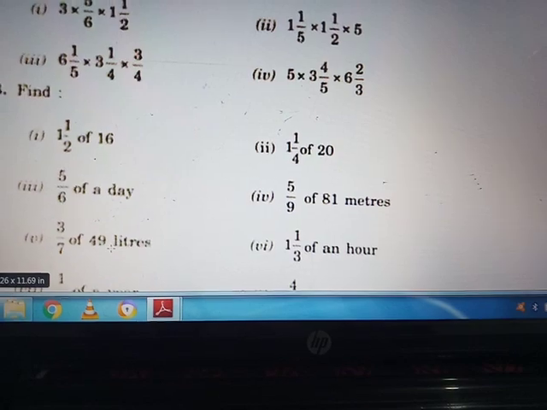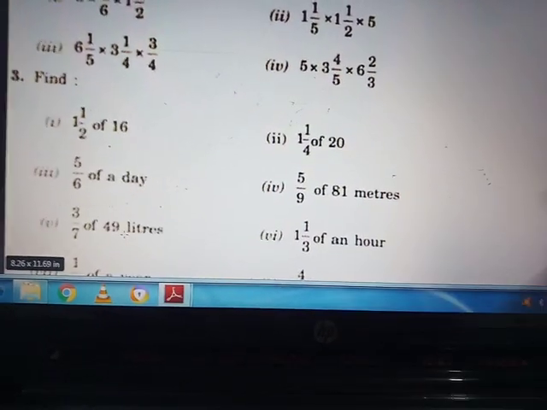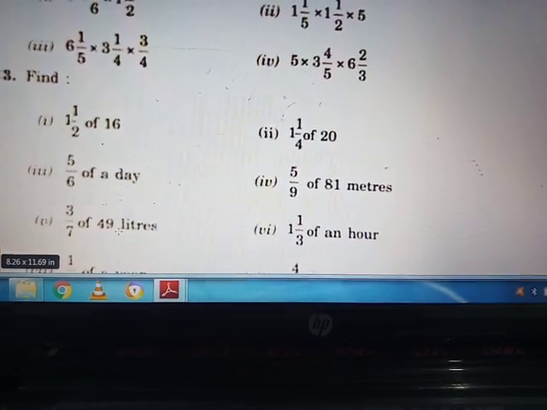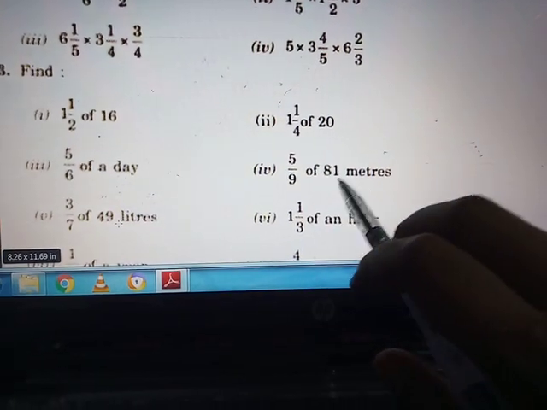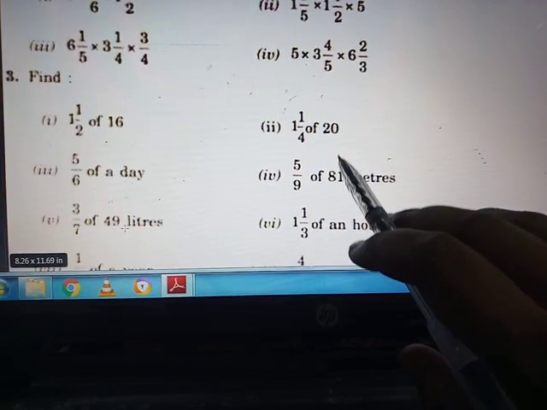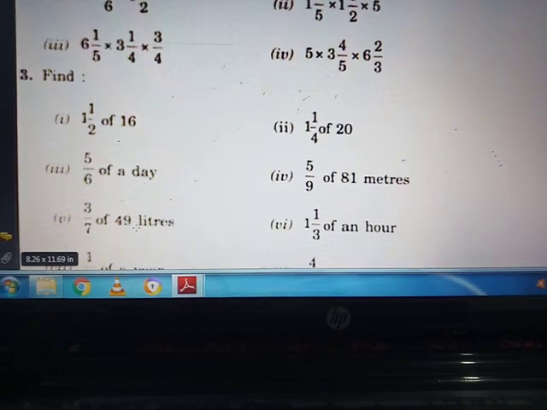Then after that you will calculate. Here it is 81 meters. You will write it as 5 by 9 of 81. You can solve that. Here 81 divided by 9 gives the value 9, and 9 times 5 is 45. Your answer will be 45.